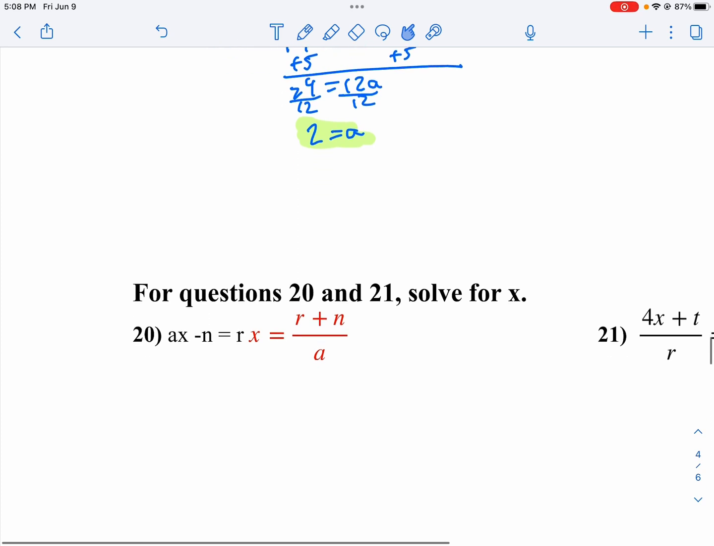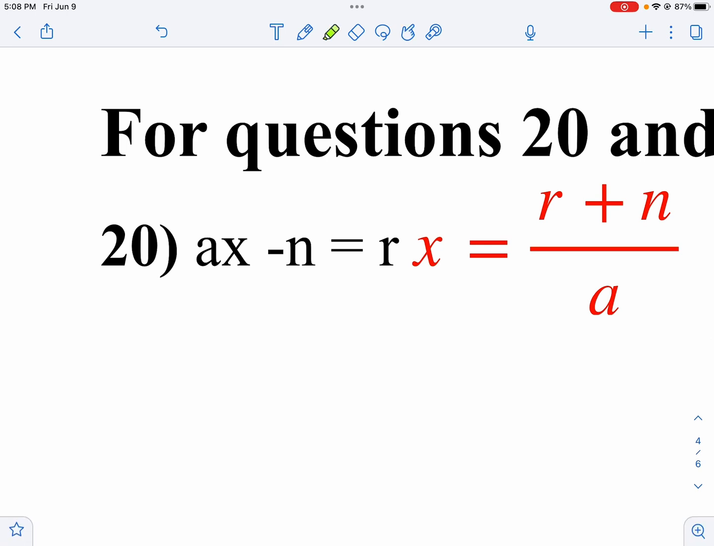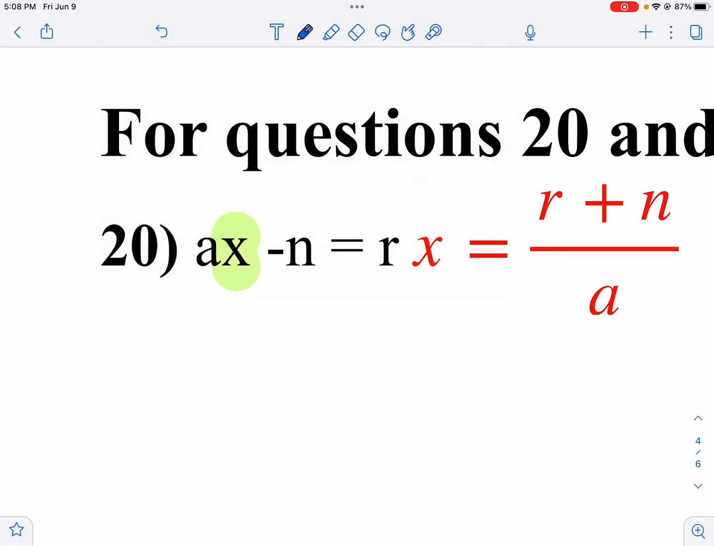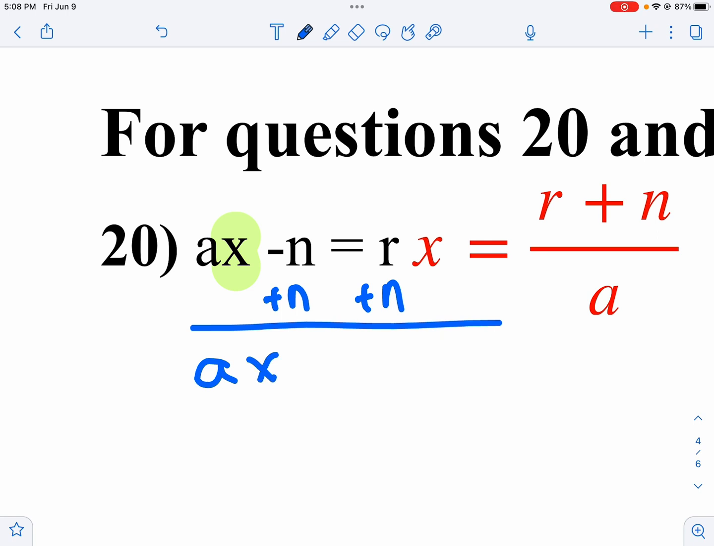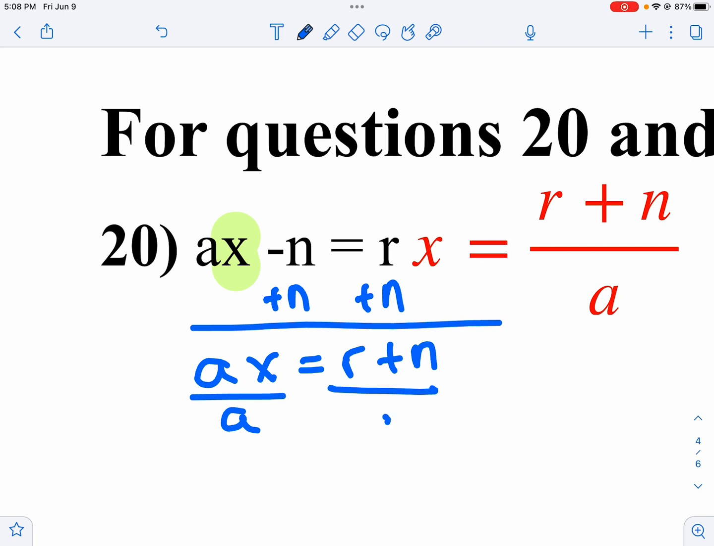Okay, on number 20, we want to get x by itself. So once again, I'm going to remind myself I'm not going to move that x. I'm going to get rid of the addition and subtraction first. So the opposite of subtracting is adding. So I'm going to add n to both sides. Notice I can't add n and r. So I say ax equals r plus n. And then to get x by itself, we divide both sides by a. So x equals r plus n all over a. And there's your answer for that one.